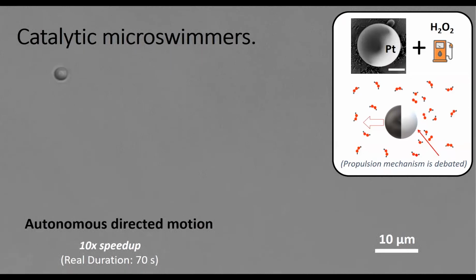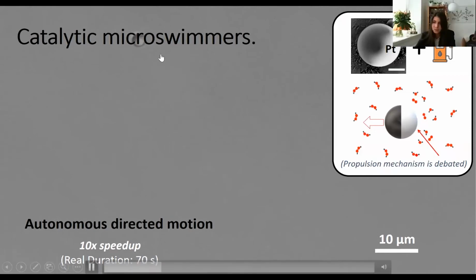And as I said, these are also the particles that we have been studying in our work. What you see here is a spherical colloid that is half coated with a platinum layer and is suspended in a solution that contains hydrogen peroxide, in which it, of course, exhibits the autonomous, directed motion that you see here.